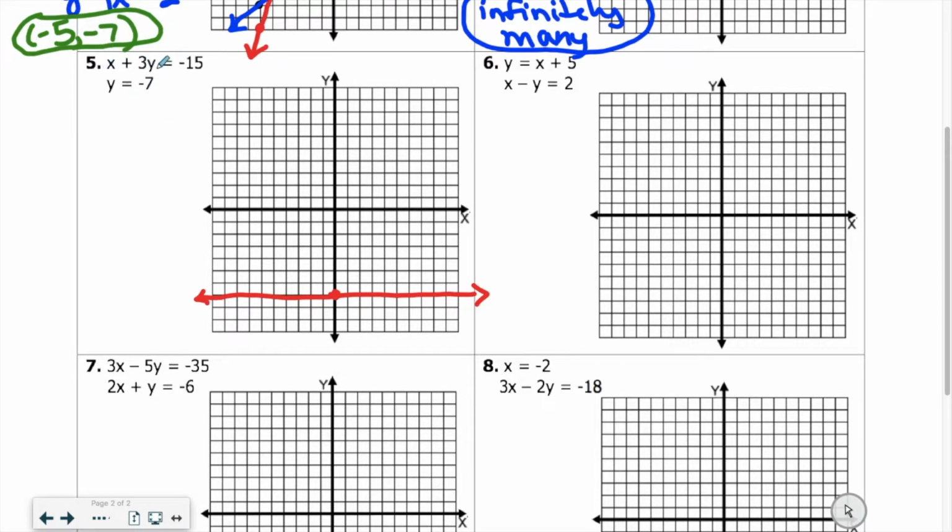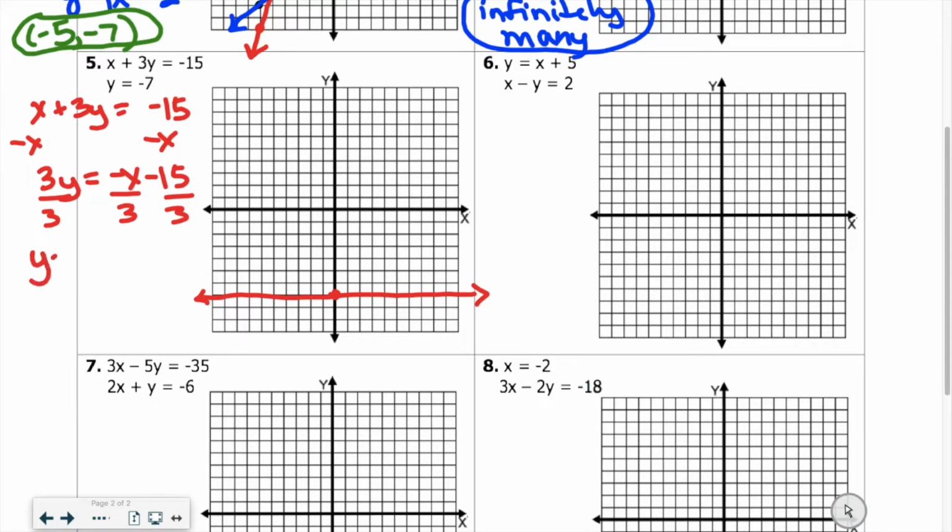All right, so for this one, we would subtract x after we write it. So subtract x, you get 3y equals -x minus 15. Divide by 3. And this turns into y equals, and -x over 3 is the same thing as -1 over 3x. And then 15 divided by 3, and it's a negative, so it's -5. So that's our starting point.